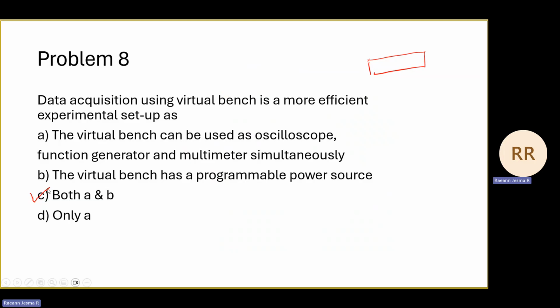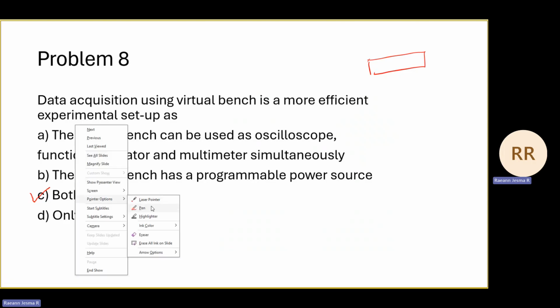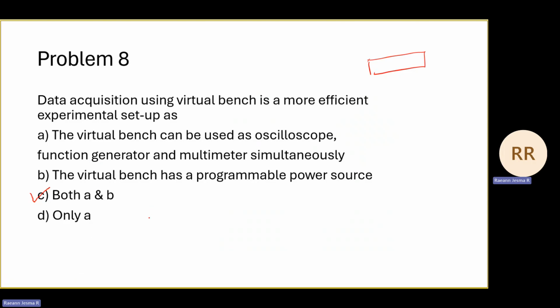So from the given options, we can see that options A and B are correct. So the correct answer is option C, both A and B. Now let us move on to the next problem.